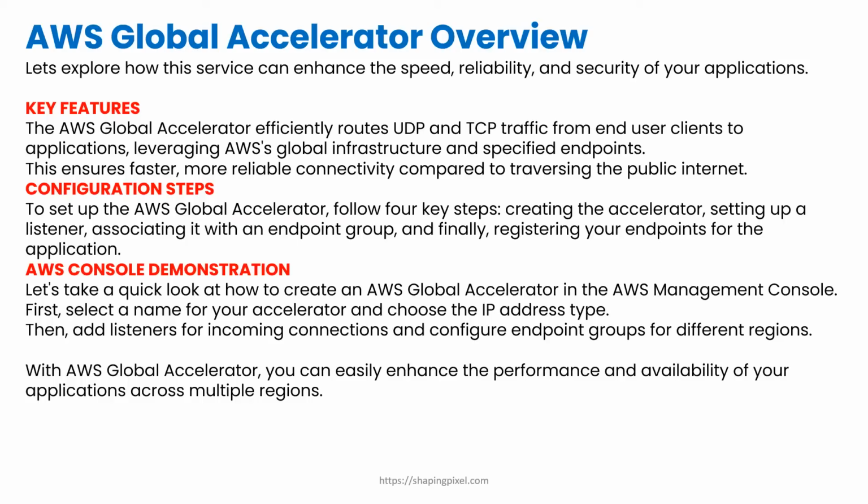To set up the AWS Global Accelerator, follow four key steps: creating the accelerator, setting up a listener, associating it with an endpoint group, and finally registering your endpoints for the application. So let's take a quick look at how to create an AWS Global Accelerator in the AWS Management Console. First, select a name for your accelerator and choose the IP address type. Then add listeners for incoming connections and configure endpoint groups for different regions. With AWS Global Accelerator, you can easily enhance the performance and availability of your application across multiple regions.